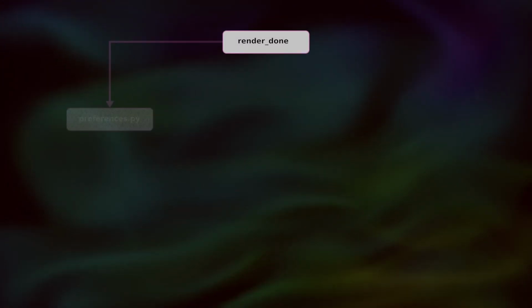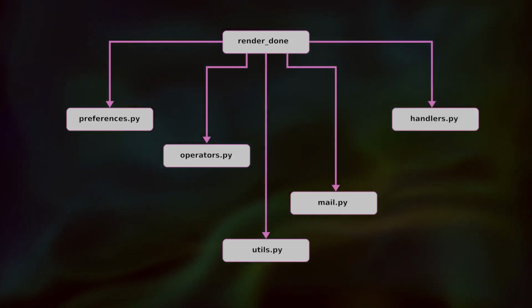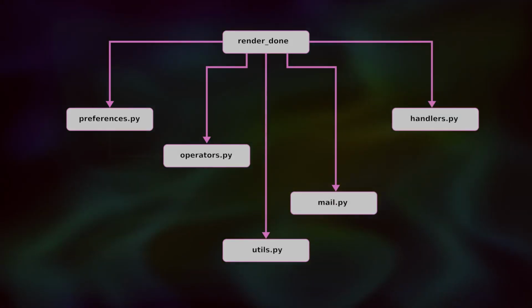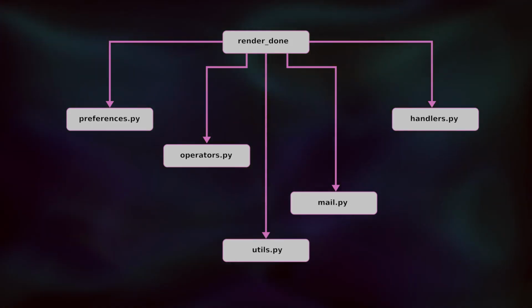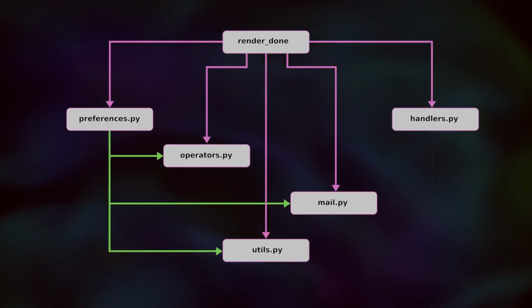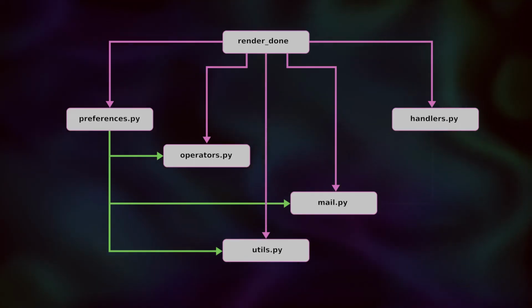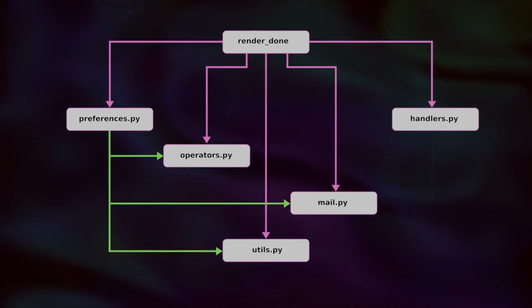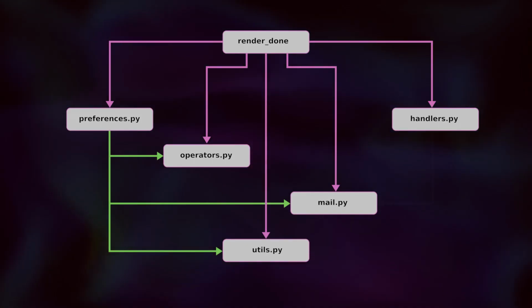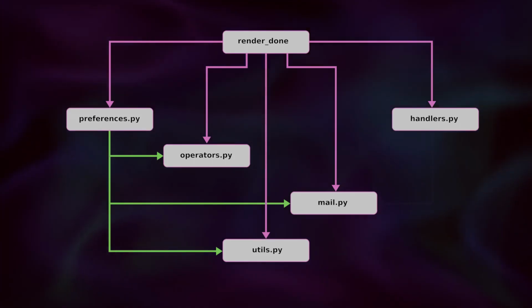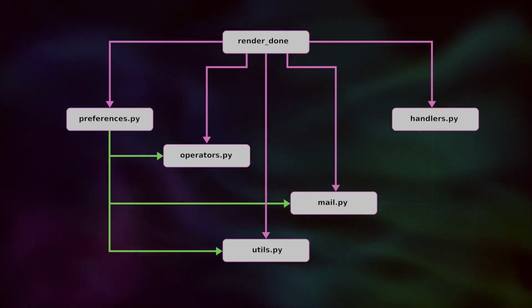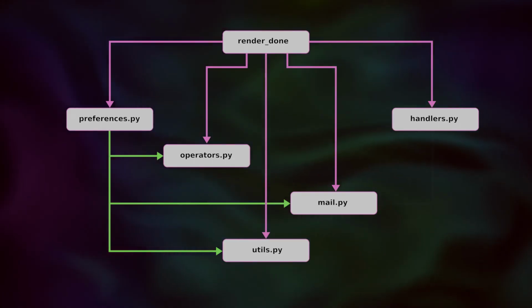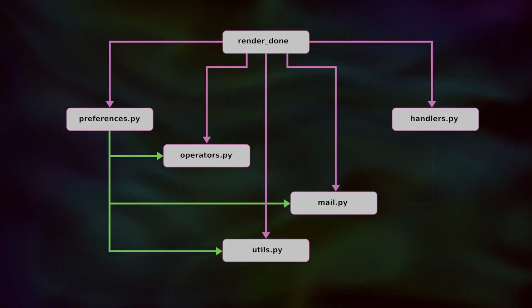The top level init file imports all modules, and most of these modules refer to some of those other modules as well. For example, the preferences module imports operators because there the verify email server operator is defined. And it also imports mail so that it can use the function that checks if an email address is valid in the text properties that need this. And it also needs the utils module for some common helper functions.